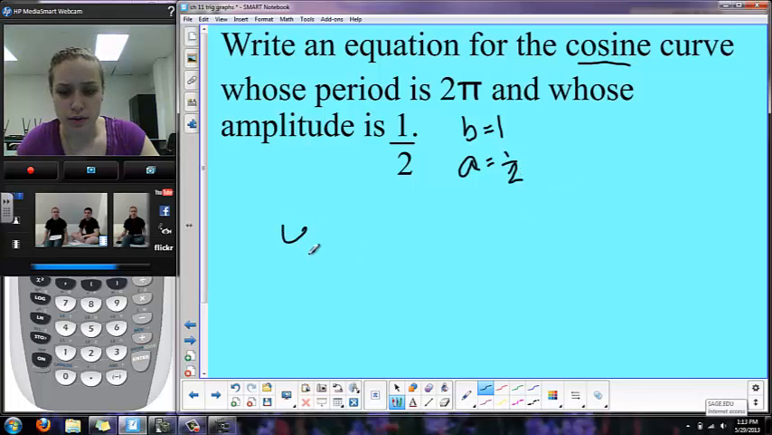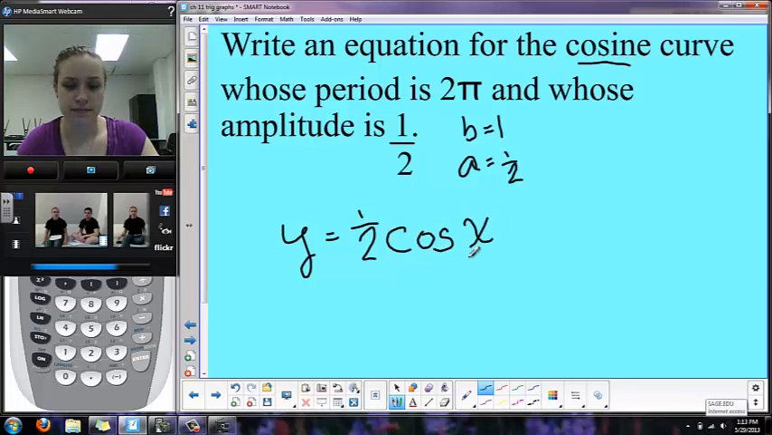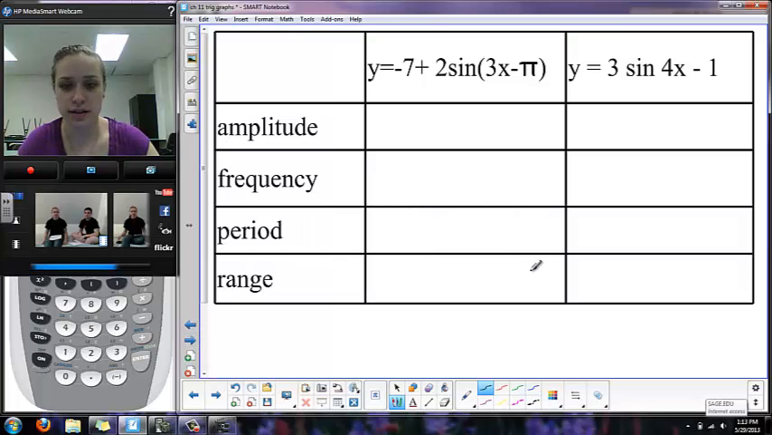So this is equal to, y is equal to 1/2, the amplitude is 1/2 out front, cosine, and then my B is 1, so I don't really have to write that, cosine of x. Okay? Let's see what else. See, I told you this stuff is really, really easy.